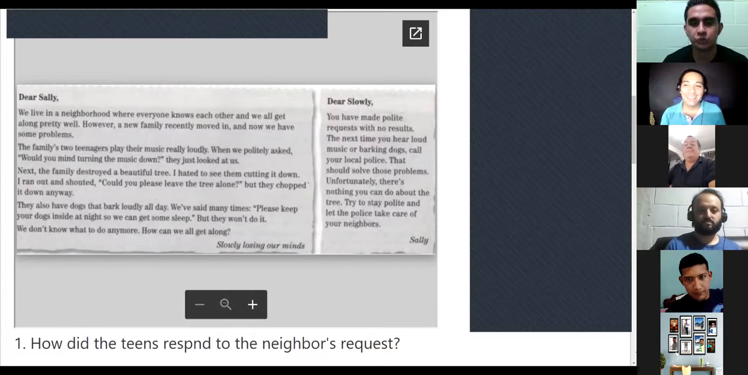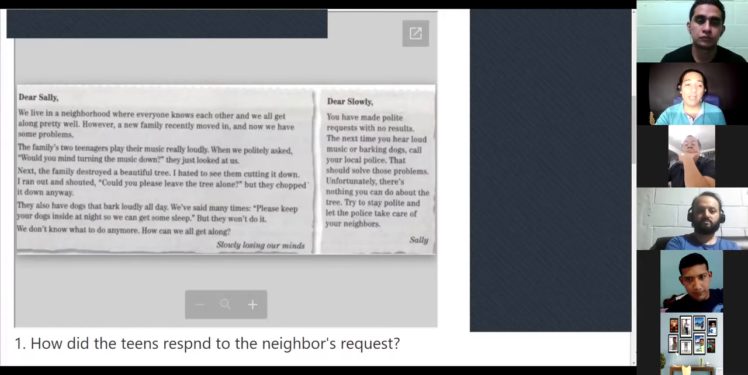Scream, when you scream really loud. Okay. Next, the family destroy the beautiful tree. I hate to see them cutting it down. I run out and shout it. Could you please leave the tree alone? That's shouted. Got it, Frank? Got it. Speak really loud. But they chopped, or are you talking about chopped, Frank? Yes. They chop it down anyway.